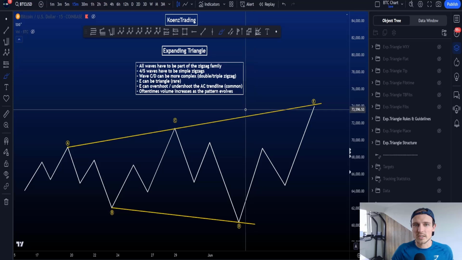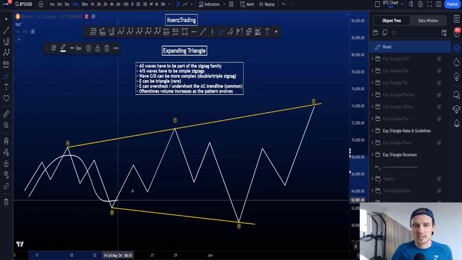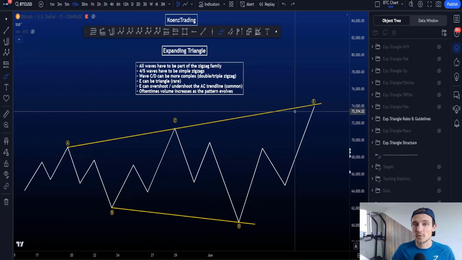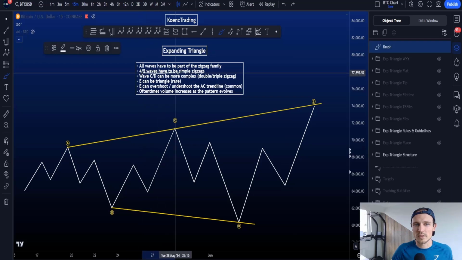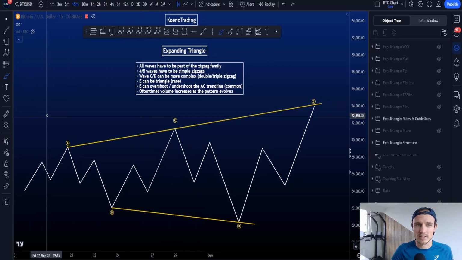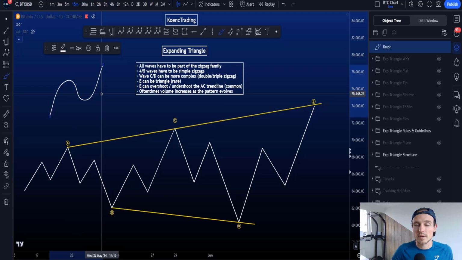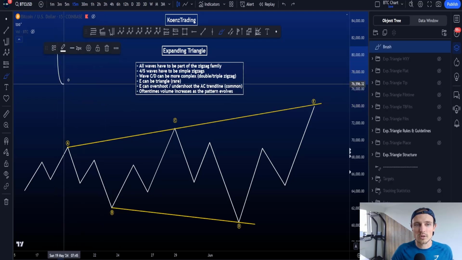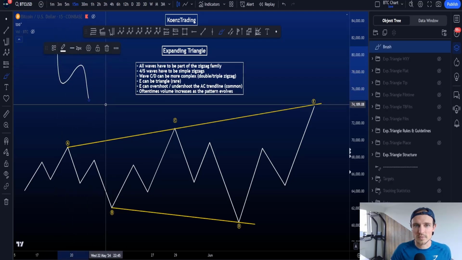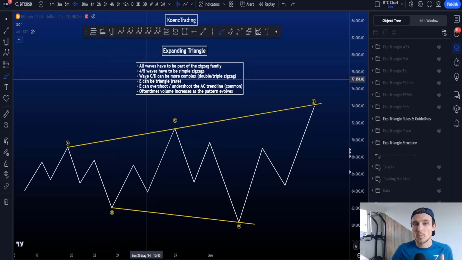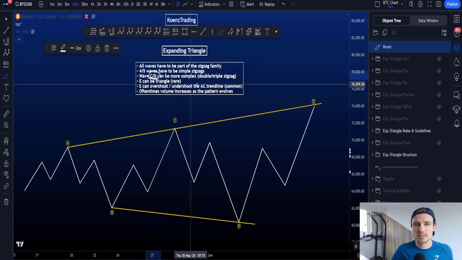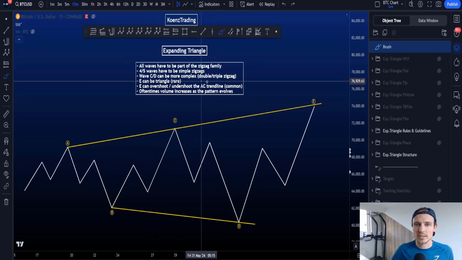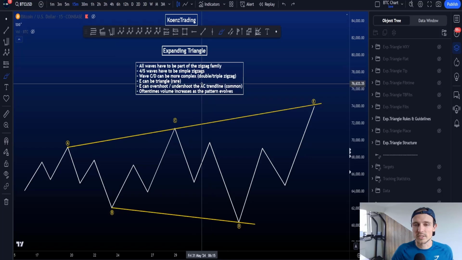When looking at the rules and the guidelines, all of the waves in an expanding triangle have to be part of the zigzag family, either a simple, double, or a triple zigzag. However, 4 out of the 5 waves have to be simple zigzags, so a simple ABC 5-3-5 to the upside or an ABC 5-3-5 to the downside. If one of the waves is a more complex structure, it is most commonly wave C or wave D turning into a double or a triple zigzag.